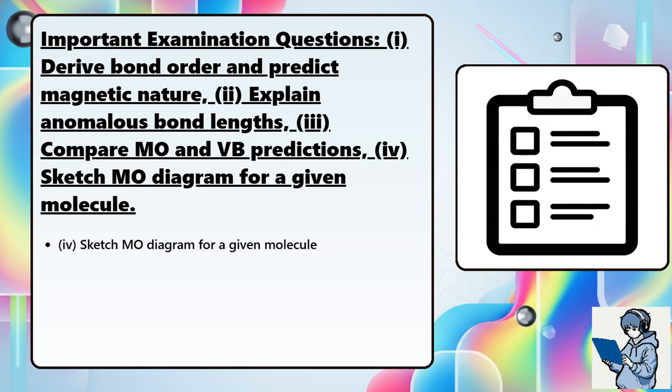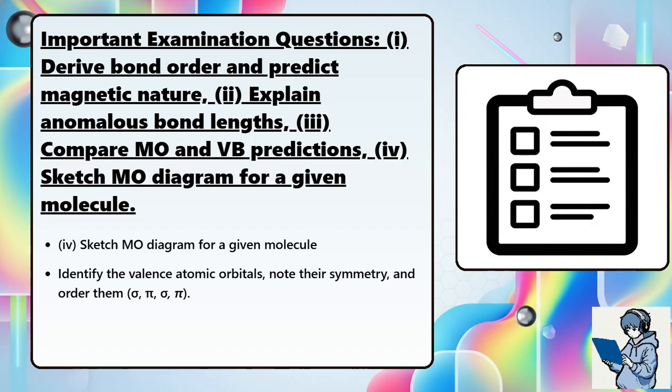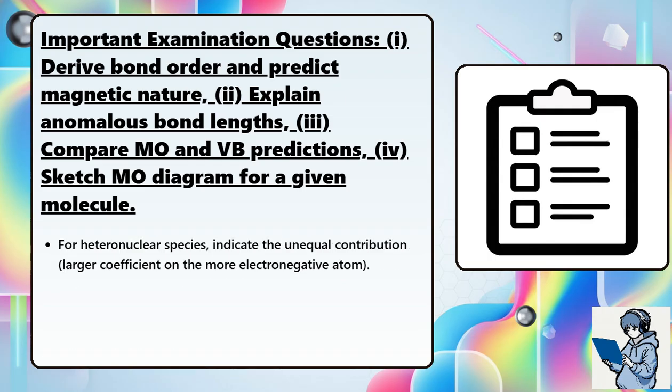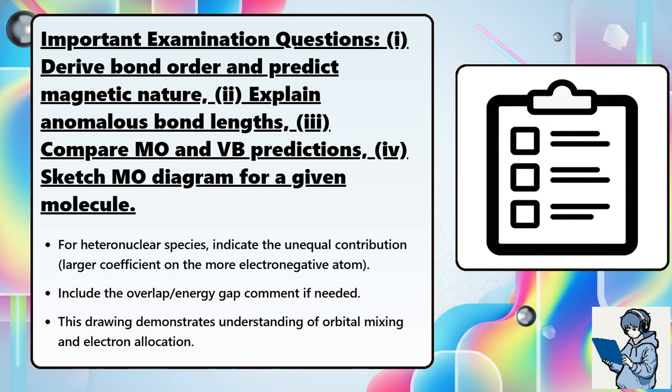Task 4: sketch an MO diagram for a given molecule. Identify the valence atomic orbitals, note their symmetry, and order them, sigma, sigma star, pi, pi star. Draw a ladder diagram, label each level with its symmetry and number of electrons. For heteronuclear species, indicate the unequal contribution, with a larger coefficient on the more electronegative atom. Include the overlap energy gap comment if needed. This drawing demonstrates understanding of orbital mixing and electron allocation.